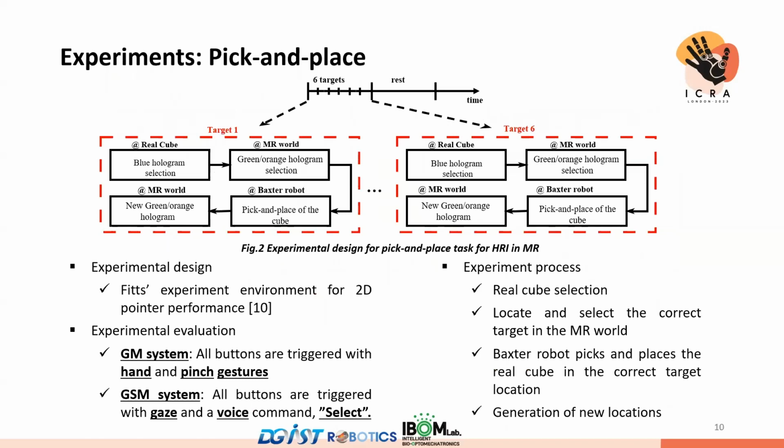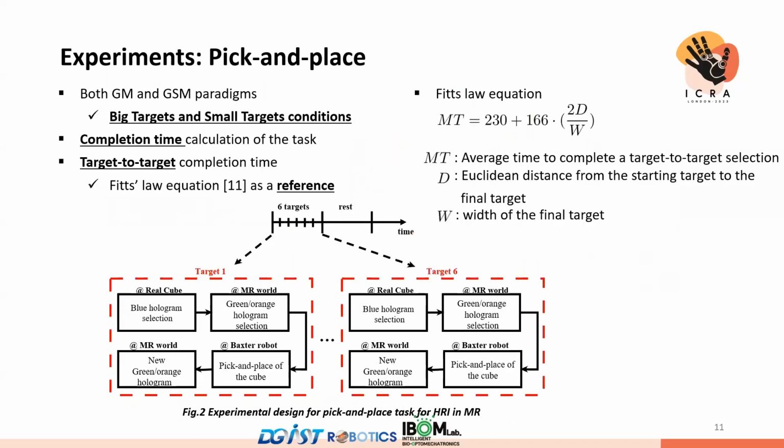This experiment began with the interaction of the subject and the actual cube. The participants were instructed to press the blue holographic button corresponding to the current cube. The individuals were then required to locate and select the correct target from among the incorrect targets. Finally, the Baxter robot picked the current cube and placed it in the correct target. We evaluated each experimental mode under two conditions, BT and ST. In addition, we used the Fitts law equation as a reference.